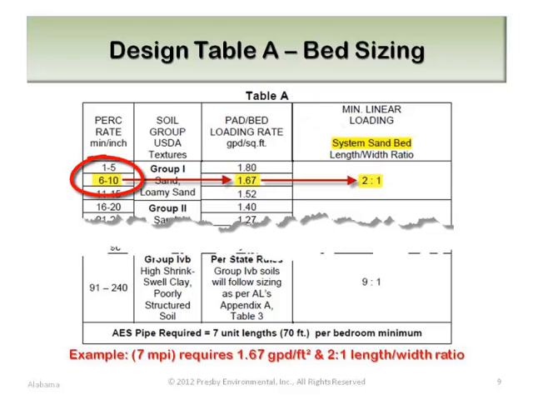Highlighted is the perk rate range of 6 to 10 minutes per inch. Moving to the right, we see that the maximum soil loading rate, which is also known in the industry as the application rate, is 1.67 gallons per day per square foot. And in the far right column, we see that the minimum length to width ratio is 2 to 1. That simply means the system sand bed length divided by the system sand bed width must be at least 2.